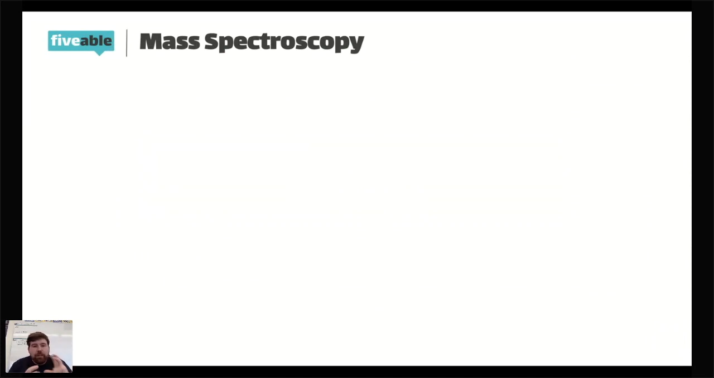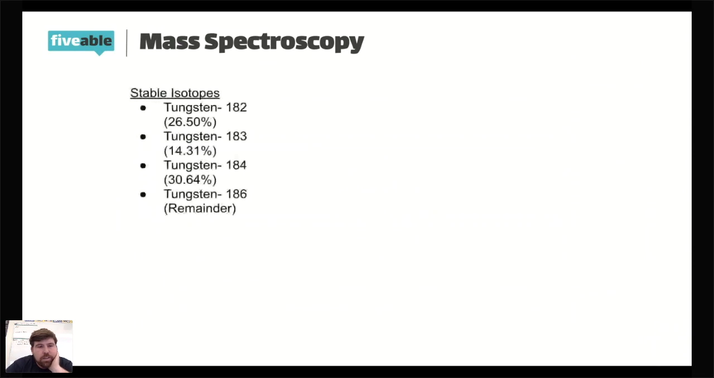We looked at the individual parts of the atom, right? The atom is made of protons, neutrons, and electrons. The protons and neutrons are in the nucleus, and the electrons are outside. So let's take a look at mass spectroscopy, and we're also going to look at this for tungsten. I'm going to post up some data for tungsten. I want you to look at this data and find the remainder of tungsten 186. So here's the data for you. When you get that value, go ahead and comment your answer down below.